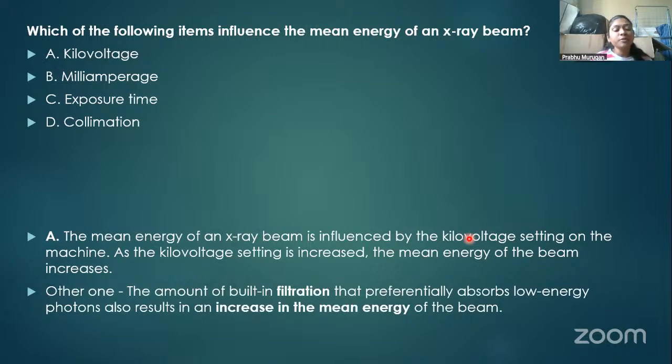Okay, so apart from your kVp, there's one more thing also. The amount of built-in filtration, that is your inherent filtration, also absorbs the low energy photons. So because of that, what is happening? There is going to be an increase in the mean energy. All the low energy photons are going to be reduced, so the mean energy of the X-ray beam is going to be slightly higher. That is how your inherent filtration is affecting your quality of radiation.